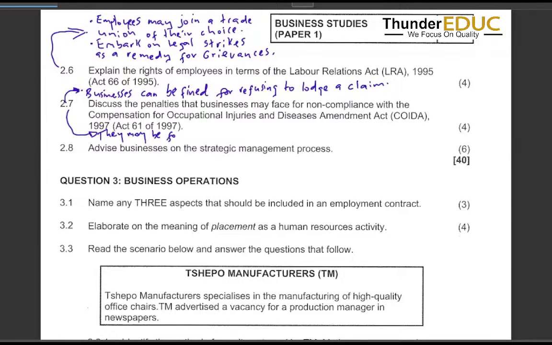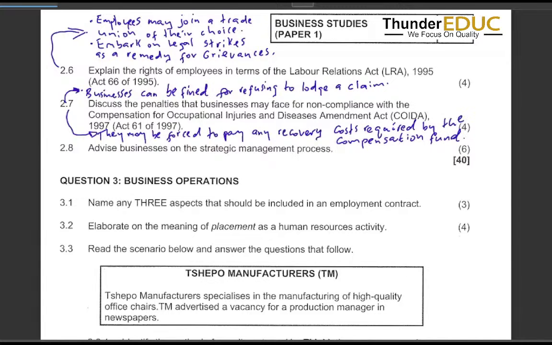They may be forced to pay any recovery costs required by the compensation fund. Okay, right. So now let's move on to 2.8.